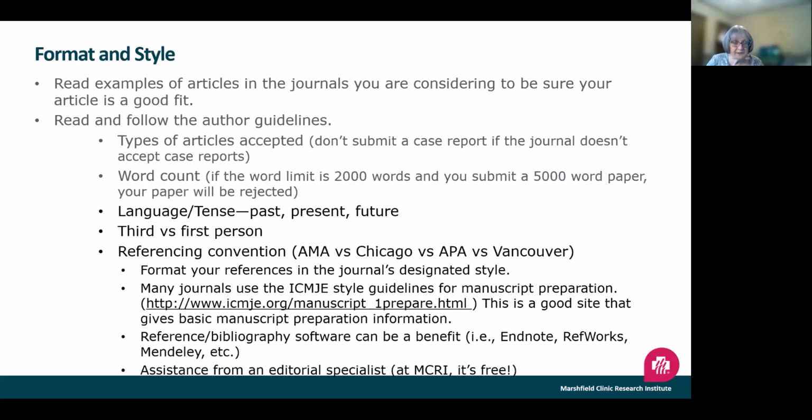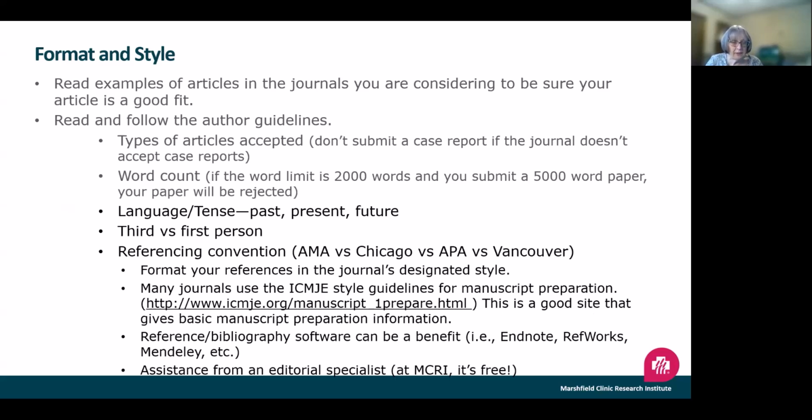Read examples of the articles in the journal you're considering and be sure that your article is a good fit. Look at the types of articles that they accept. If you've written a case report and that journal doesn't accept case reports, it's going to come back. Again, word limit. Look at the word limit for the paper that you're submitting.